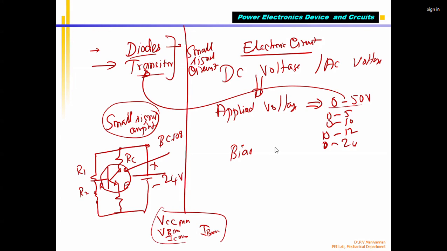Nobody? Roshan? Sir, 0.7 volt, if I remember correctly. Pardon? So 0.7 volt, it will depend on the type of semiconductor that we are using. Okay. So for silicon based, it's 0.7. No, I'm asking VCC max.